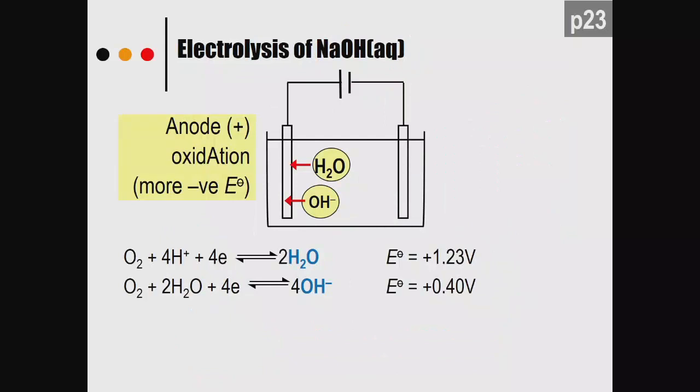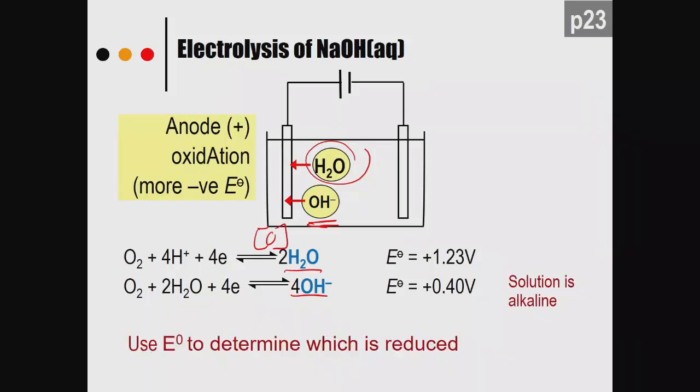Then similarly, when you're looking at the anode, aqueous sodium hydroxide contains OH minus. It's an anion which can be attracted to the anode. Water can also be attracted to the anode. So you have these two species which can undergo oxidation at the anode. Again, you need to compare their E0 values to decide which one is oxidized.